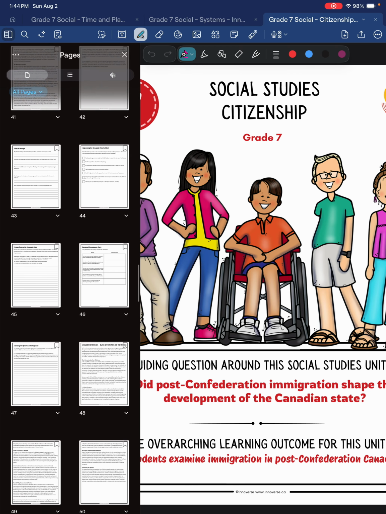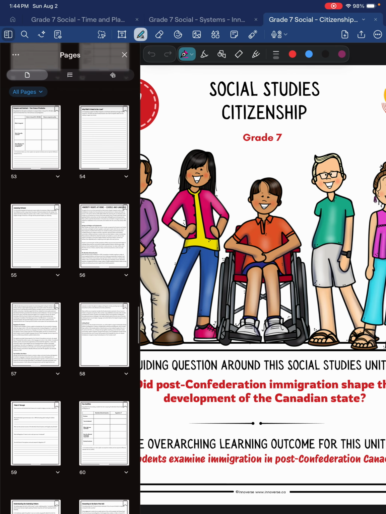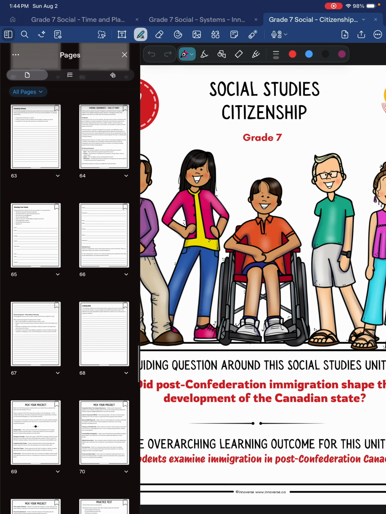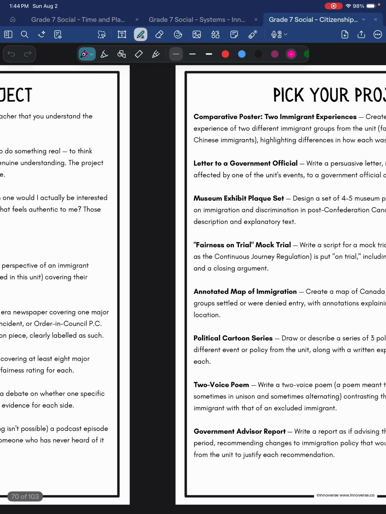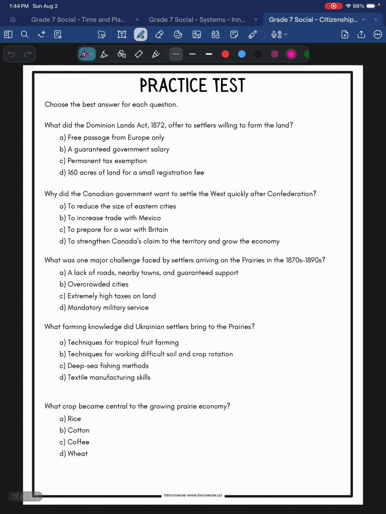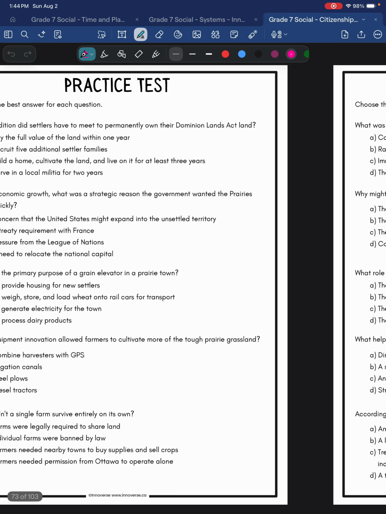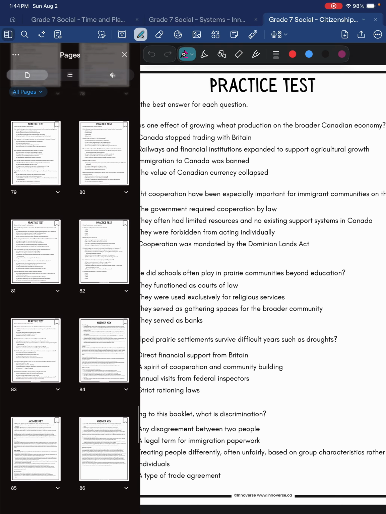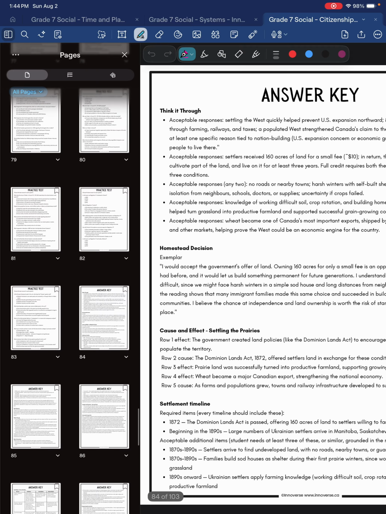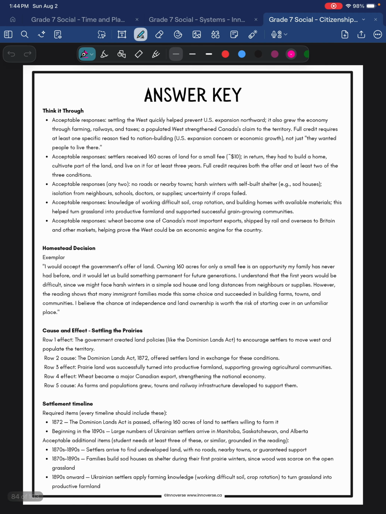Each booklet concludes with a list of projects where students would select a project to demonstrate for you how well they have learned the content. Then you're going to have some practice test questions. They're multiple choice. They're designed to mimic the provincial achievement tests that kids will write, not at the end of grade 7, but at the end of grade 9. And the more practice they get with those kinds of questions, the better they're going to do in grade 9.